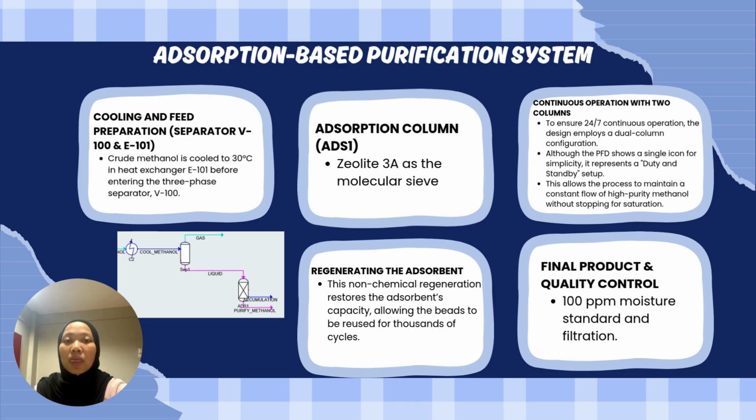Lastly, final product and fine filtration. The final stream, purified methanol, represents the polished product. An optional mechanical filtration step is included after the column to catch any fines or tiny particles of zeolite that may have eroded. This ensures the methanol meets strict industrial standards and prevents downstream contamination.